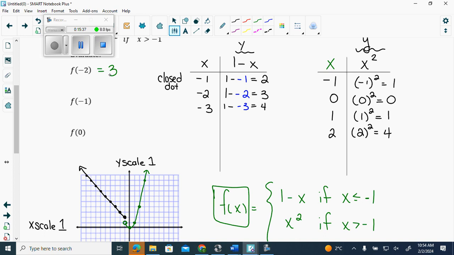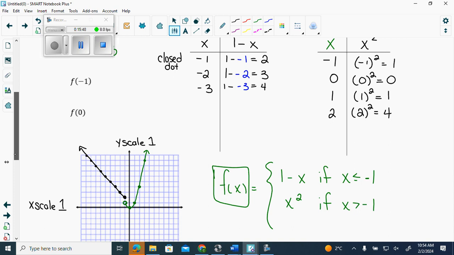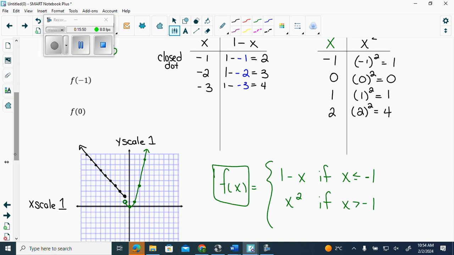If they just ask me f of negative 2, I don't have to sketch the graph. I can use the equation. You just have to figure out which equation contains negative 2. So if I look at these two equations, which of these equations has in its domain negative 2? 1 minus x or x squared? 1 minus x, because it has x is less than or equal to negative 1. So negative 2 would fall in this domain here.